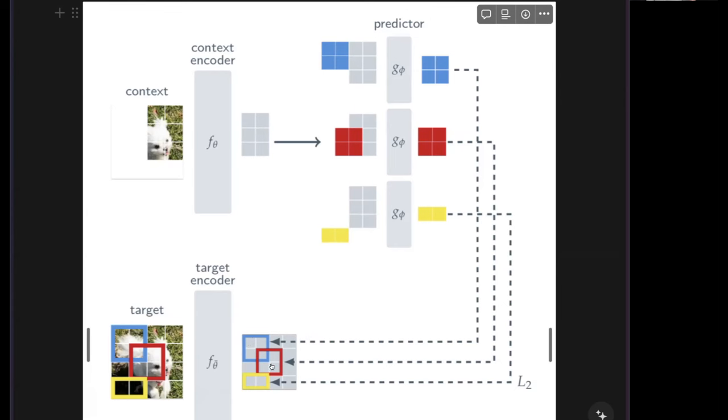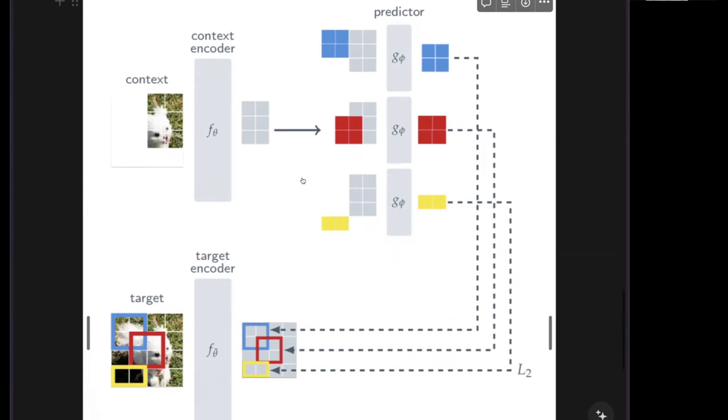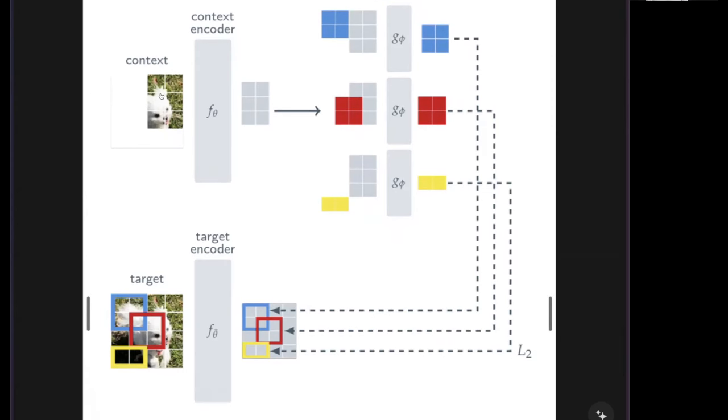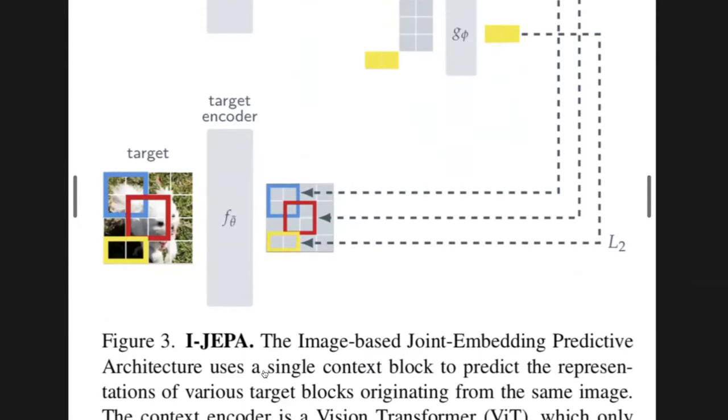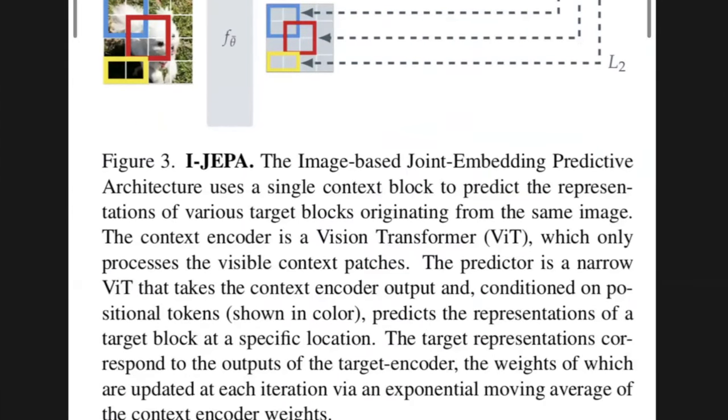And what they're trying to optimize for is that the latent space of the context is very close to the latent space of the targets in terms of an L2 distance of those two vectors. So at a high level, keep these in mind: the contexts, the targets, and then the predictor networks, and all of these are vision transformers under the hood.